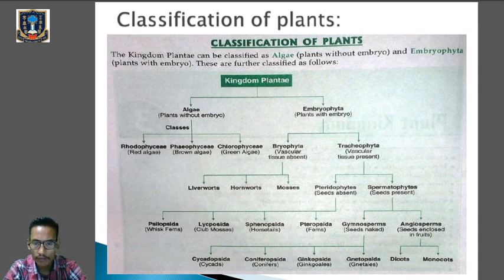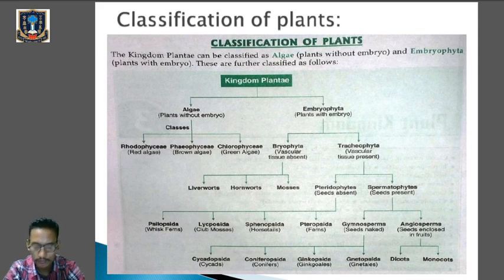Now, pteridophytes are further classified into Psilopsida, Lycopsida, Sphenopsida, and Pteropsida. Clear? And spermatophytes, where seeds are present, are further classified into gymnosperms, where the seeds are naked, and angiosperms, with seeds enclosed in fruit. Gymnosperm is further divided into Cycadopsida, cycads; Coniferopsida, conifers; Ginkgopsida, ginkgo; and Gnetopsida, gnetums. Similarly, angiosperm is divided into dicots and monocots.